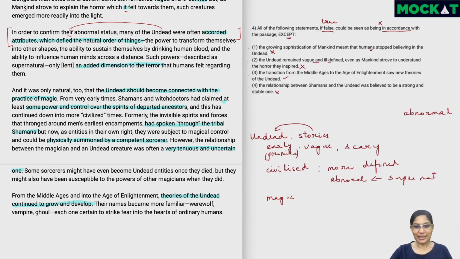So now coming back to the third option, if we convert it to false, it means that in the transition from the Middle Ages to the Age of Enlightenment, there were no new theories of the undead. But we know that the theories continue to grow and develop. So this is something which, if false, is not in accordance with the passage. So this would be the correct choice.